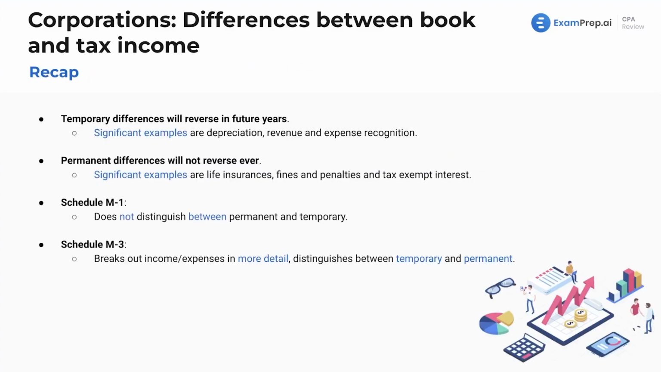Recap here, just make sure you know these temporary differences, permanent differences, good examples of each of those, and then understand the schedules M1 and M3 primarily. Just make sure you're familiar with those, you kind of know what they are. Take a look at the tax forms. I always do recommend doing that. It's a great way to make it a little bit more real in your mind. That's about it for the day. Let's wrap it up with a nice summary and send you on your way.